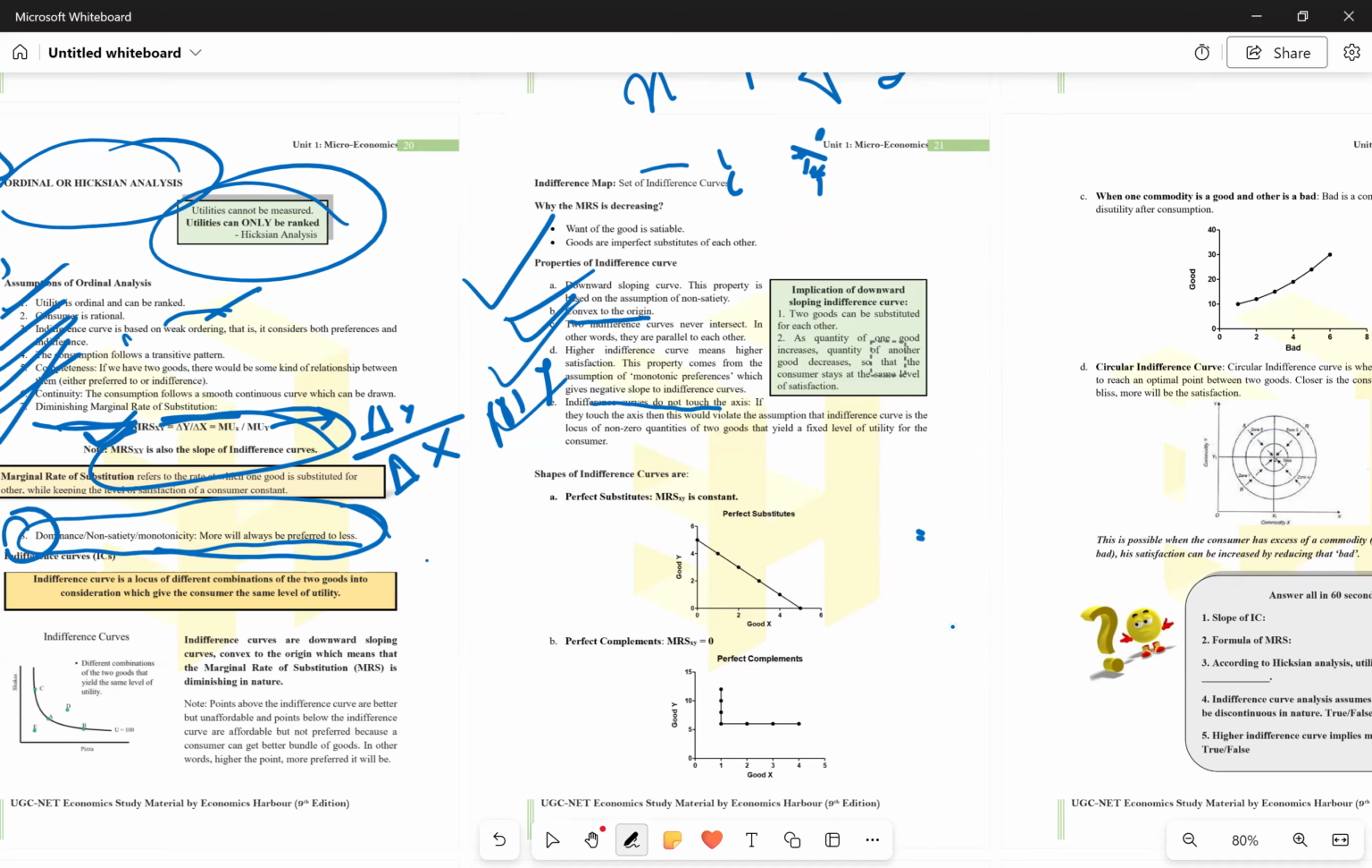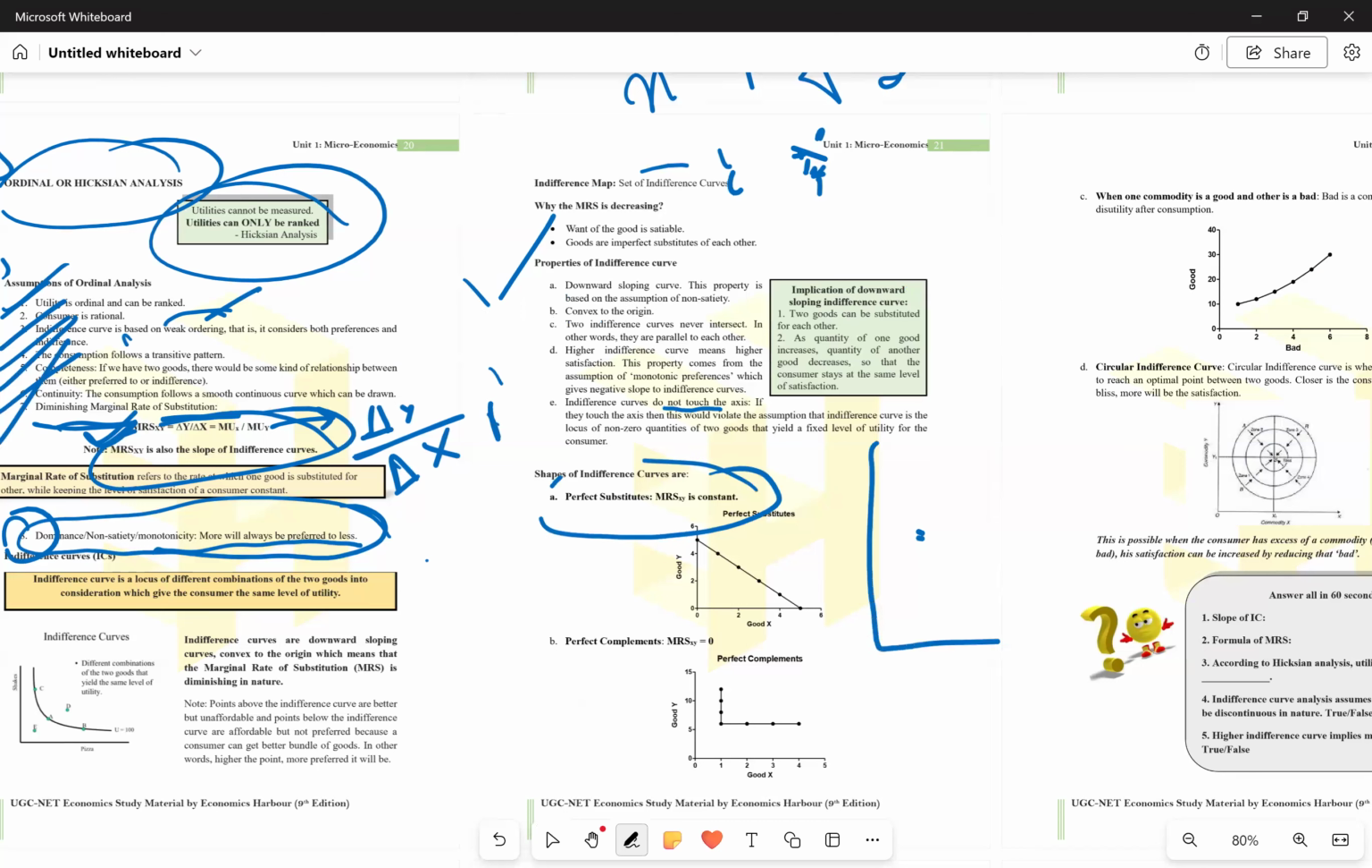Ma'am, what are the exceptional shapes of indifference curves? If the goods are perfect substitutes, they can perfectly substitute one for another. Ma'am, I have a doubt regarding this property, the first one. I did not understand that, the downward sloping.